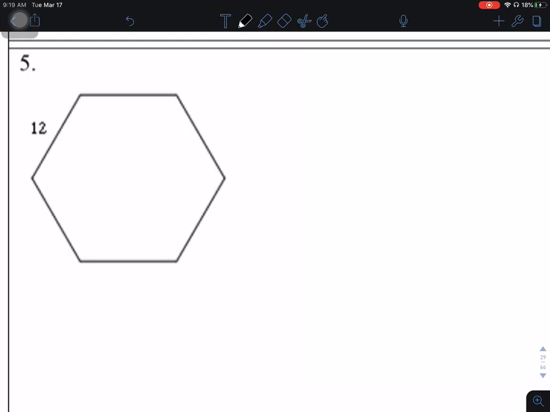And we know the length of a side. So the perimeter is pretty easy. Length of a side times the number of sides. That's 12 times 6. That's 72. That's not an issue.